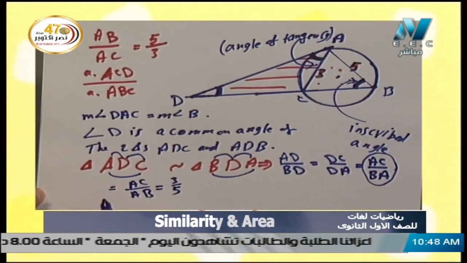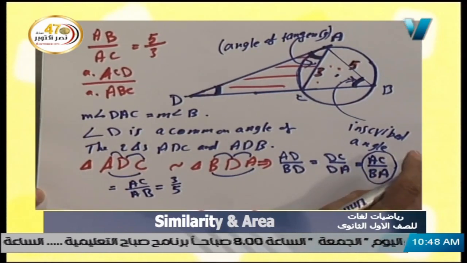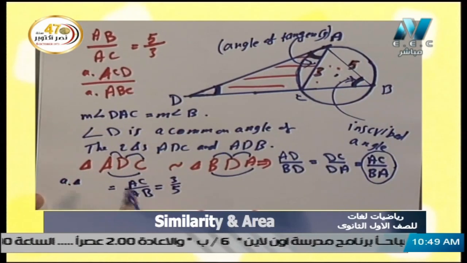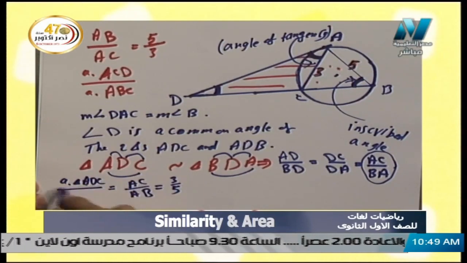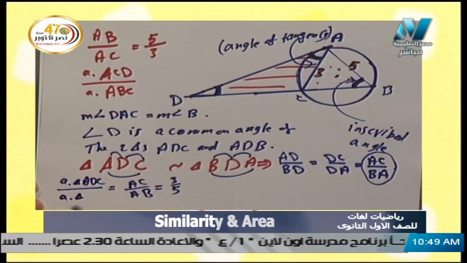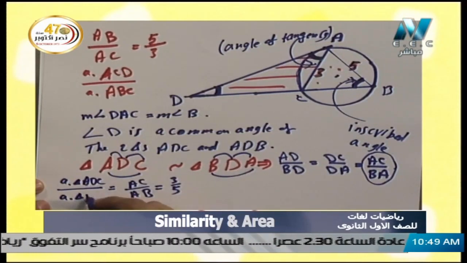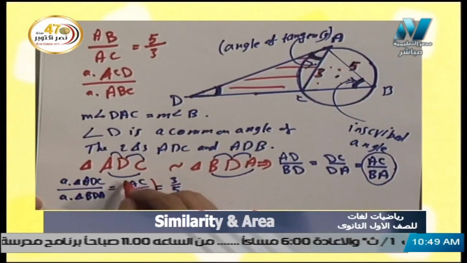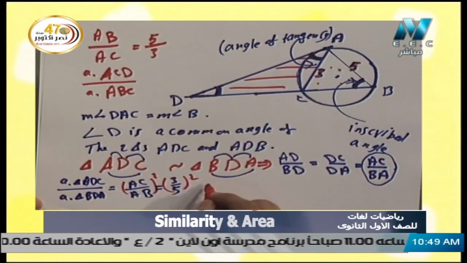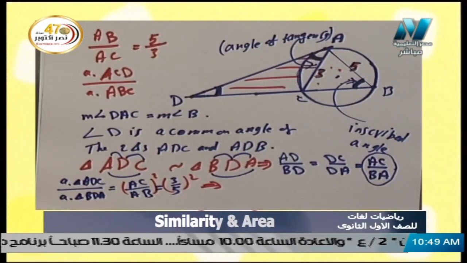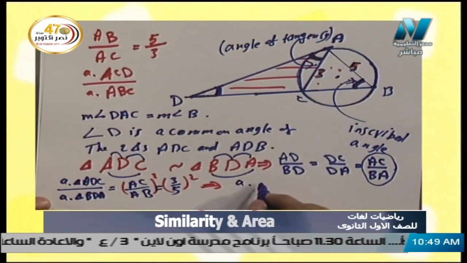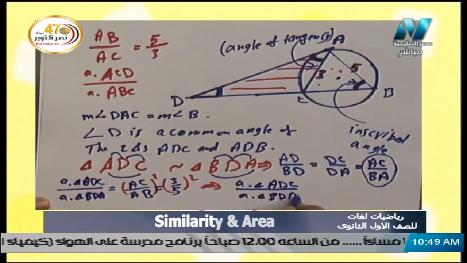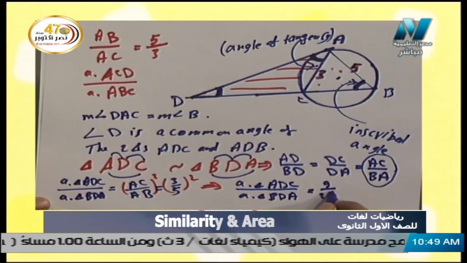But when we talk about the ratio between the area of triangle ADC to the area of triangle BDA, we must square the ratio because the ratio between areas equals the square of the similarity ratio. So we can say that the area of triangle ADC over the area of triangle BDA equals 9 over 25.